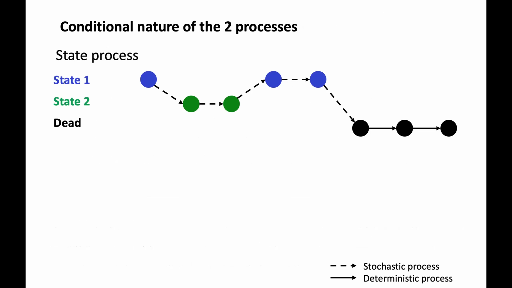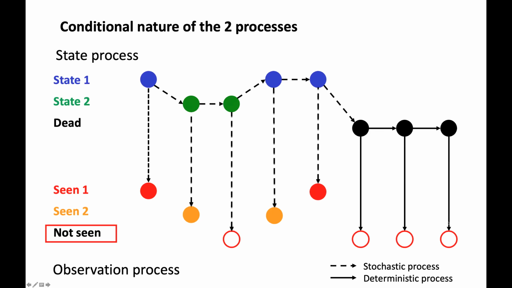Okay, so how does it work? Same schematic as before. So we have an individual with this fate here. Now you should be used to that. At first occasion, it's in state 1, and then state 2, remains in state 2, then goes back to state 1, stays in state 1, and then dies, and then remains dead. Okay, so that was the state process, and then the observation process.